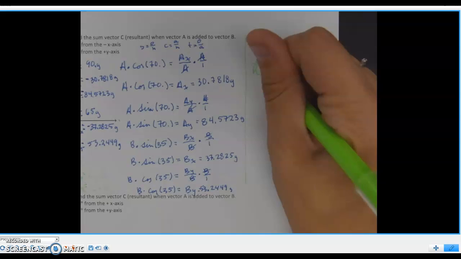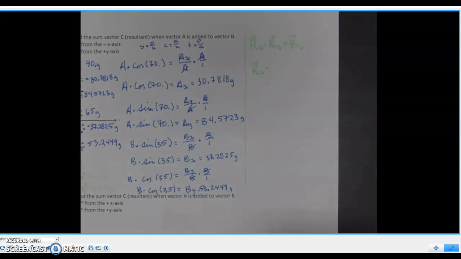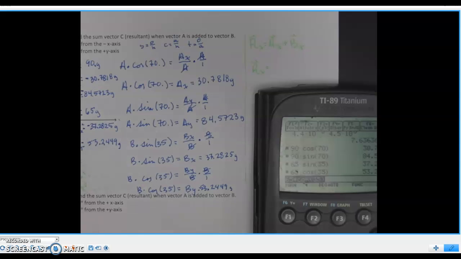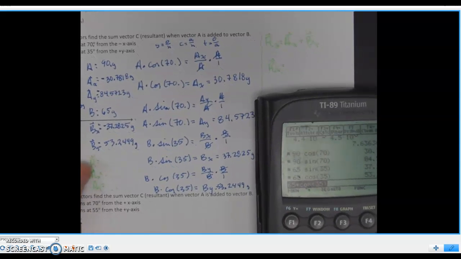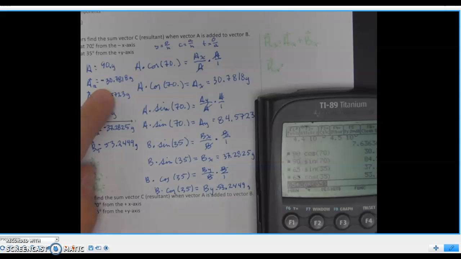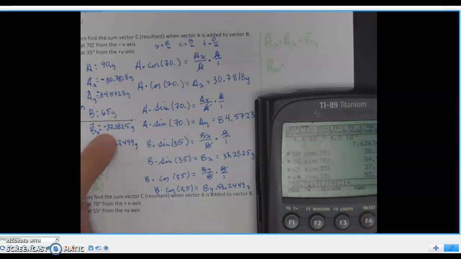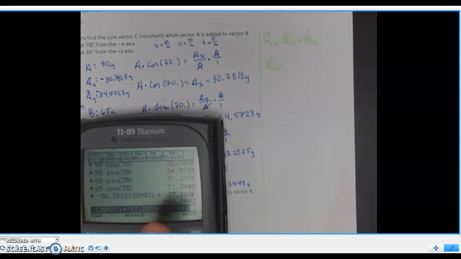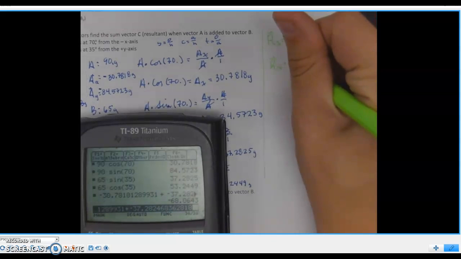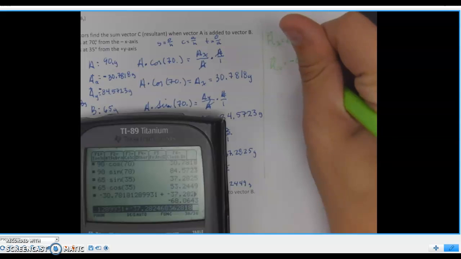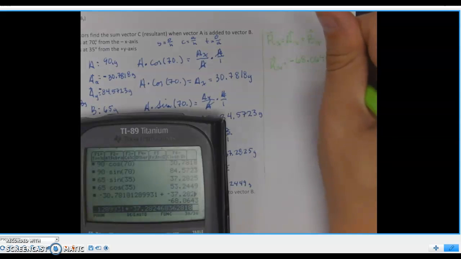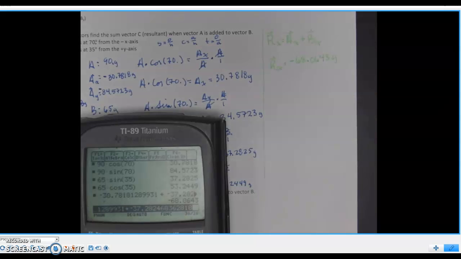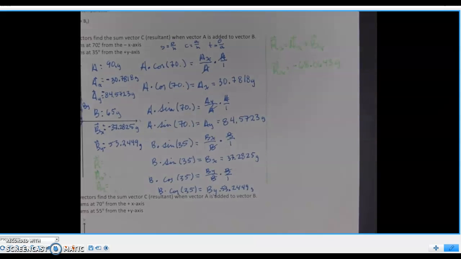Now, a sub x, there we go, a sub x was the negative 30.7 number. And then I'm going to add that to my b sub x, which was also negative 37. So my r sub x is a negative 68.0643 grams. And this is a good reflection of what we saw in our picture.